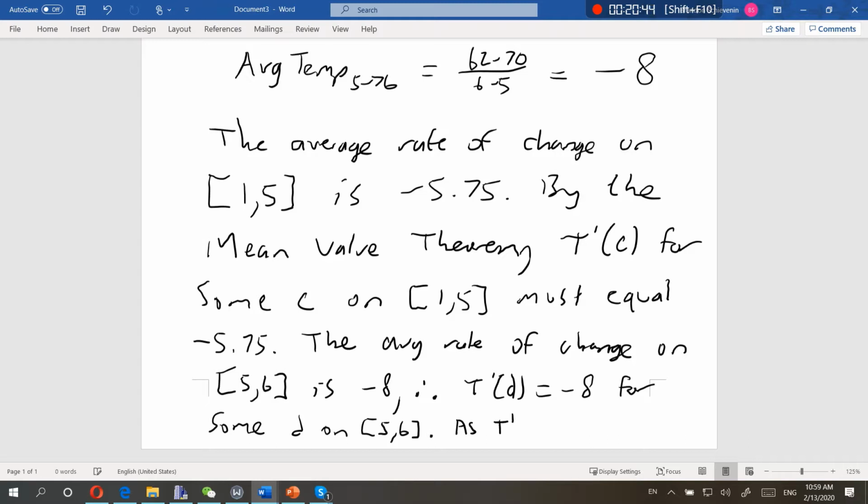As T prime decreases from C to D, T prime prime is not positive for all x on the interval 0, 8.